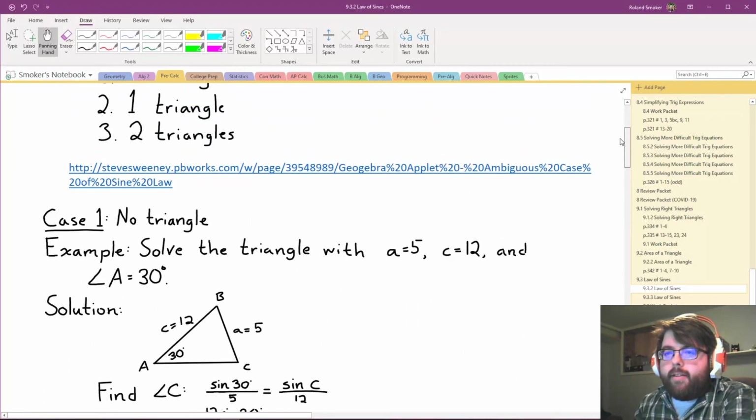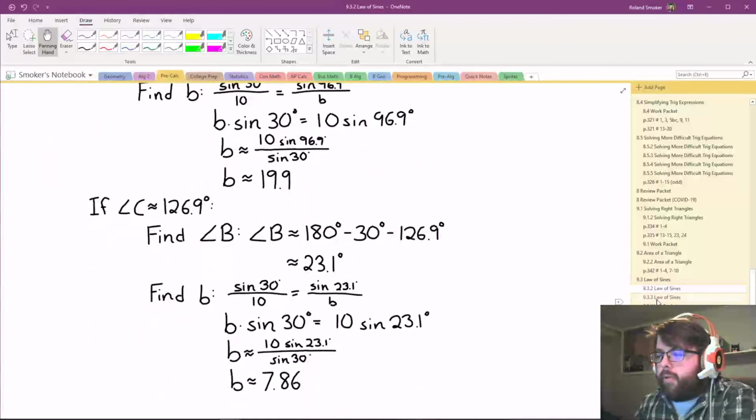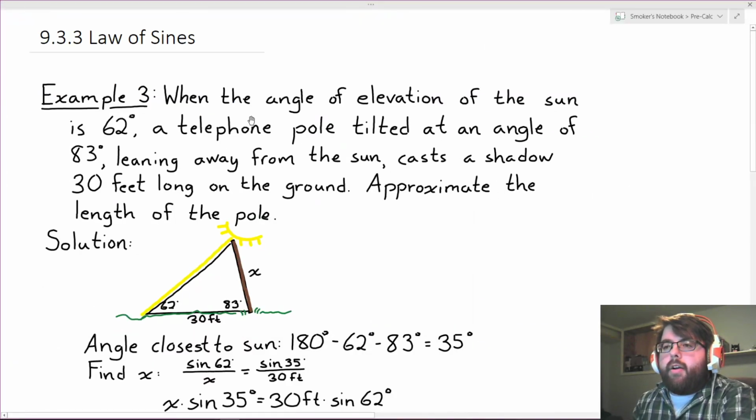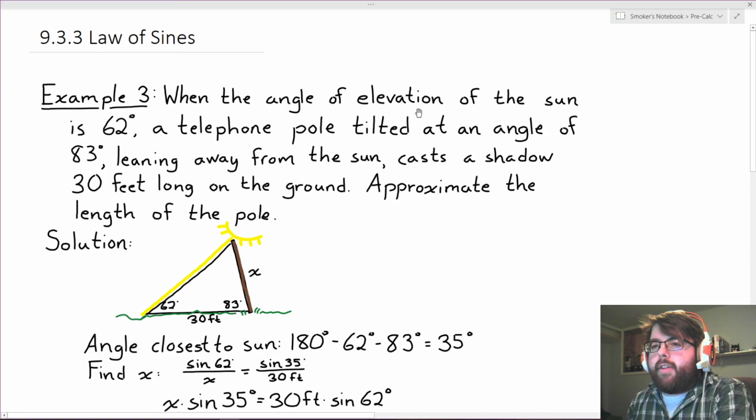I called these cases. Okay, so this is example 3. Here we go. When an angle of elevation of the sun is 62 degrees, I drew an image here.